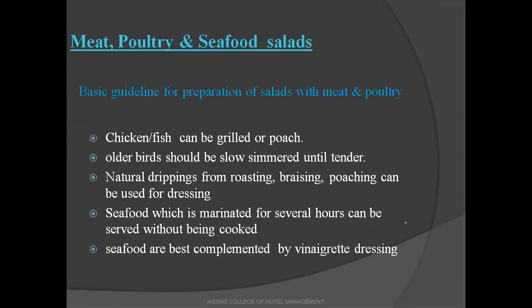Let's move on to the meat, poultry or seafood salad. So what are the precaution or guideline for making them? Starting with the first guideline, chicken or fish can be grilled or poached. Old bird should be slowly simmered until tender. Natural drippings from the roasting, braising, poaching can be used as a dressing.